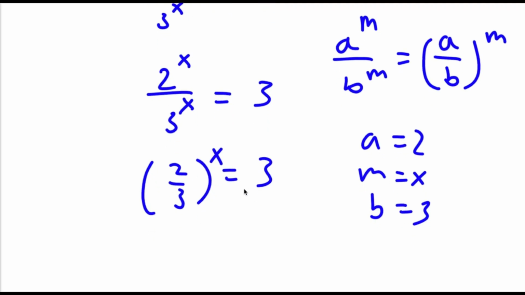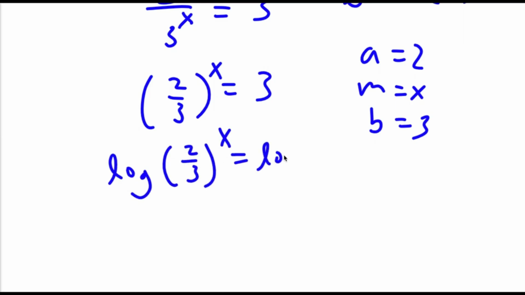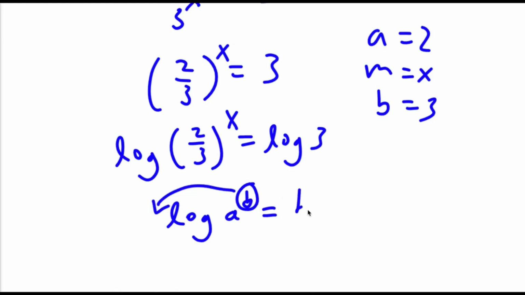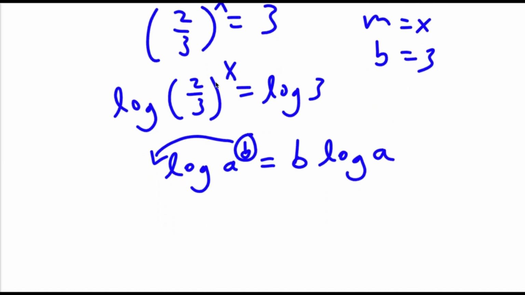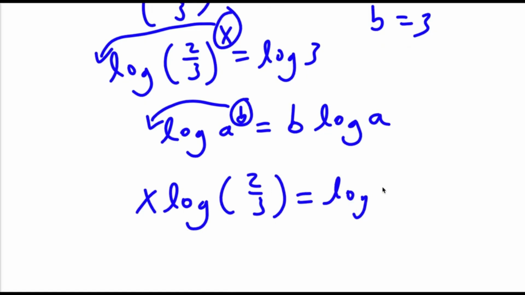So now, if I take the log on both sides, I get log of 2 over 3 to the power of x is equal to log 3. And now an important property of logarithms is that if I have something in the form log a to the power of b, I can actually move this exponent b to the front of the logarithm. So this would be equal to b times log a. So now in this case, I can move my x here to the front. So this would be equal to x times log of 2 over 3 is equal to log 3.